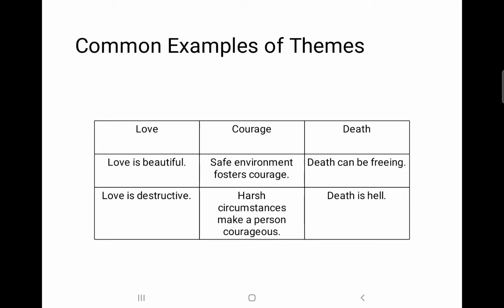Similarly, it's easy to identify courage as a theme, but we have to look at what type of courage or what is about courage that is being explored in that specific poetry. So, for example, one poetry could describe courage as something that stems from safe environment. Safe environment fosters courage. But it is also possible that within that poetry, there are also stanzas that explain the opposite. Harsh circumstances make a person courageous.